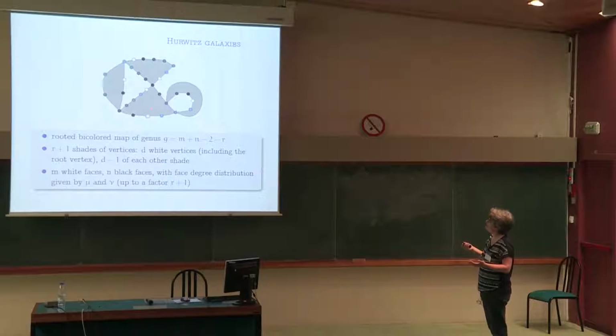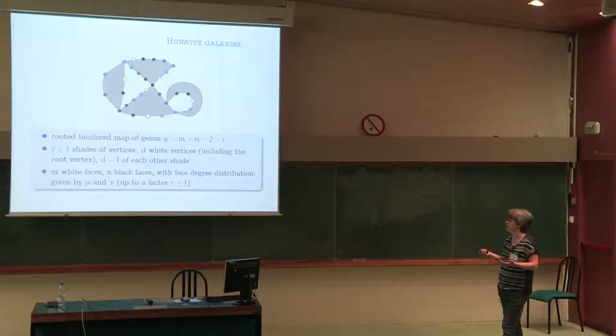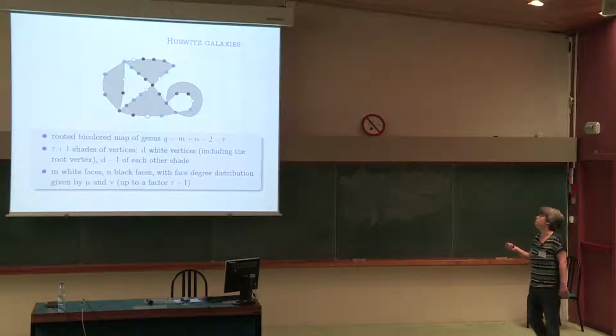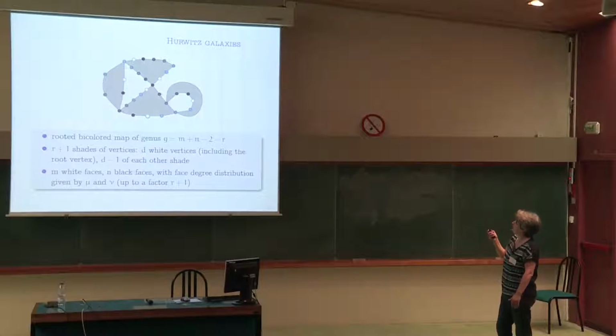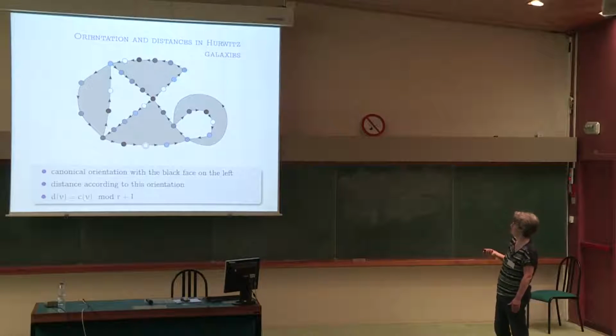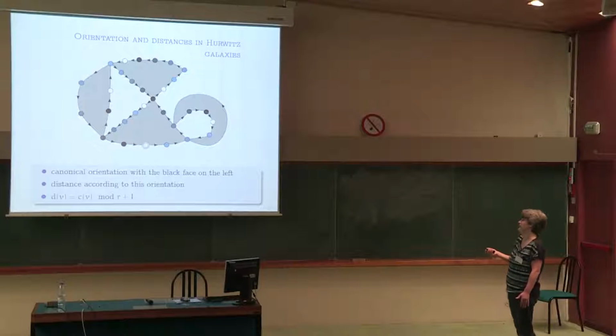I have a precise face degree distribution that is given by mu and nu up to a factor, because each time I have a vertex of one shade, I order them. So these are the objects that we have to count. And actually, I won't have the time to explain much more, but first of all, we orient canonically the edges with the black face on the left.